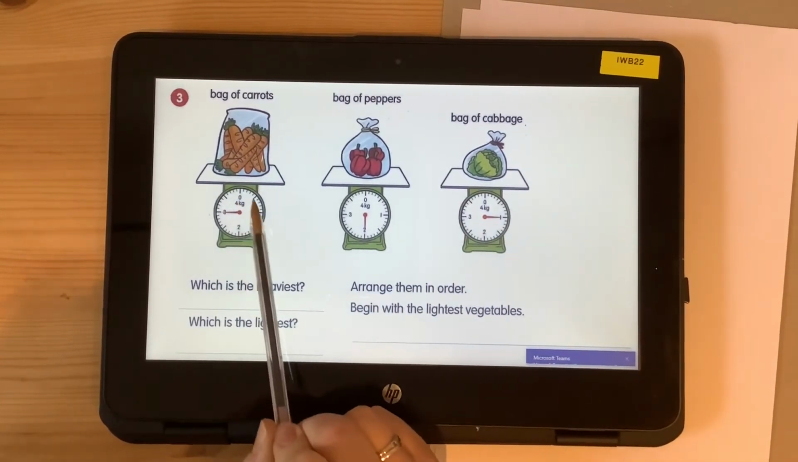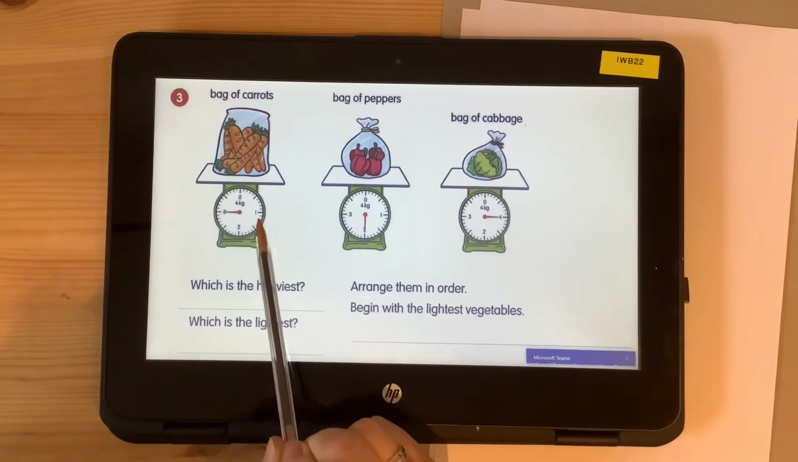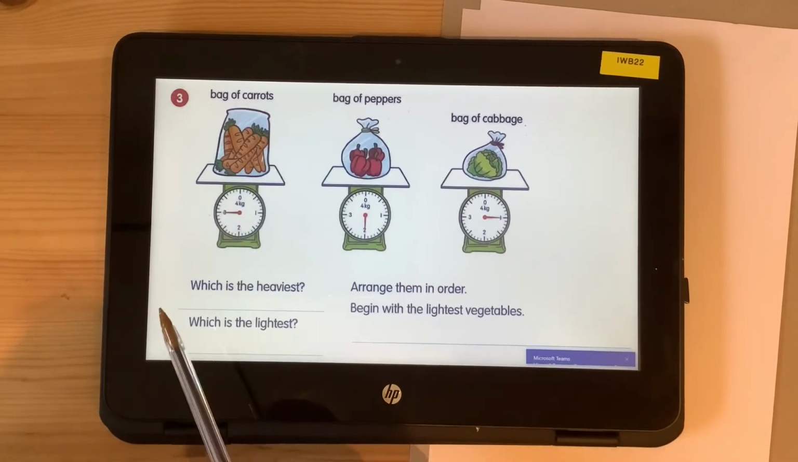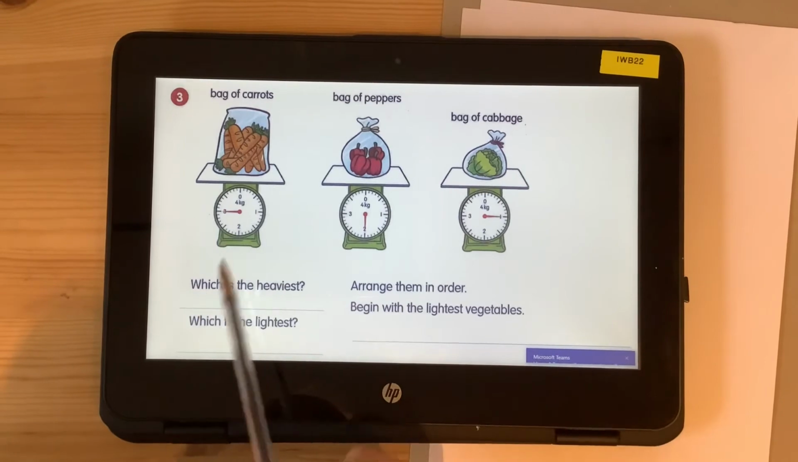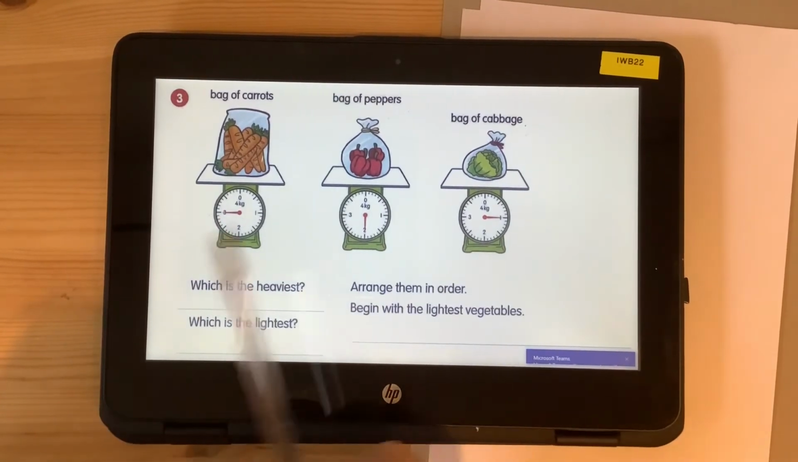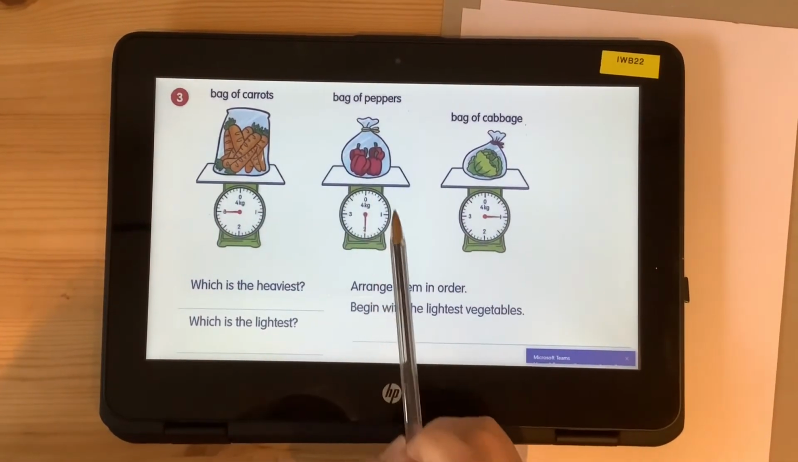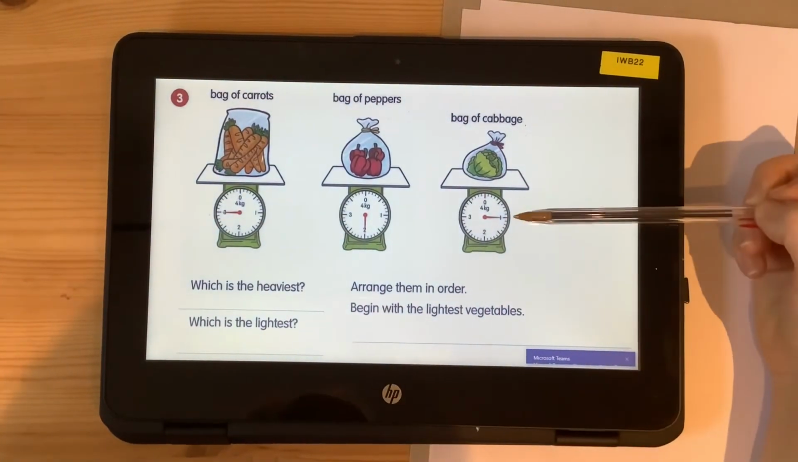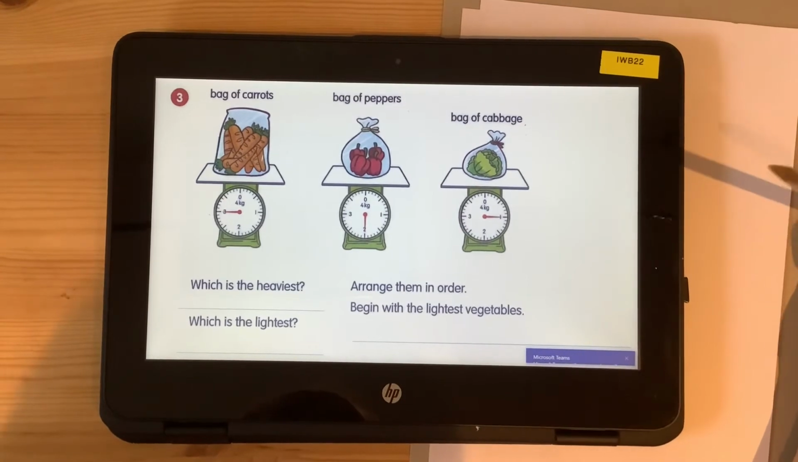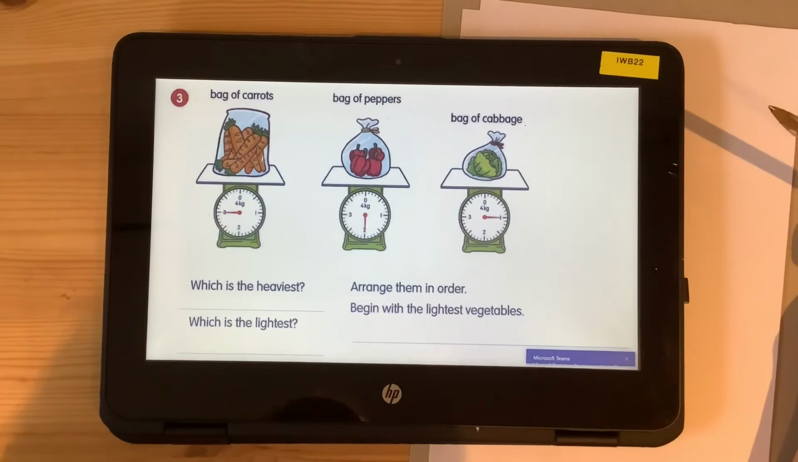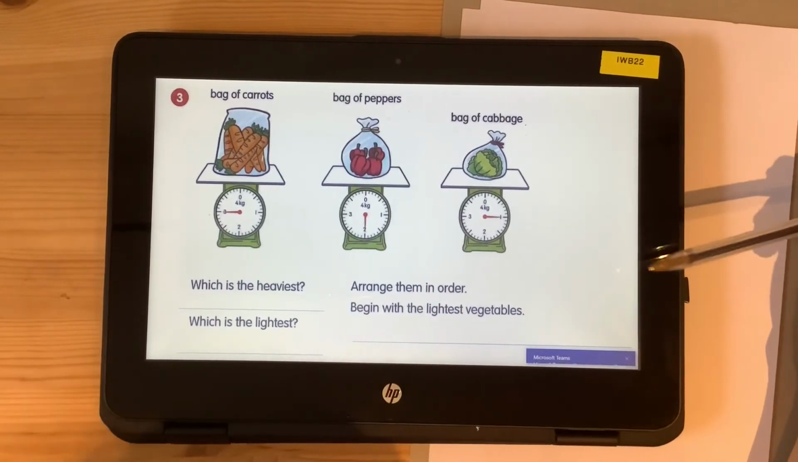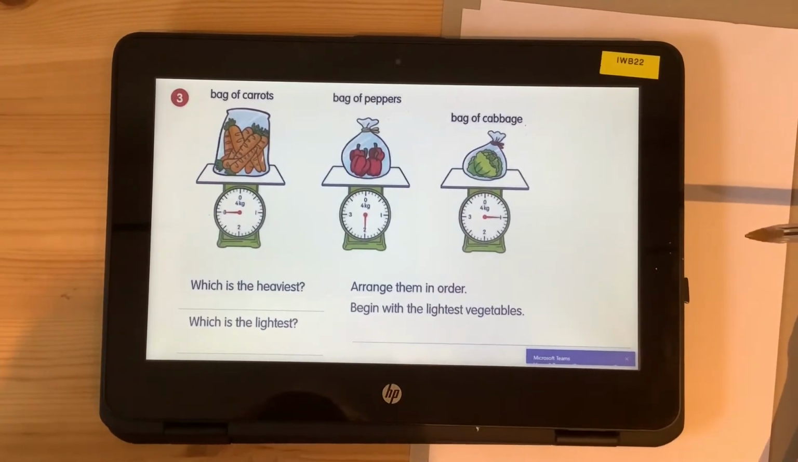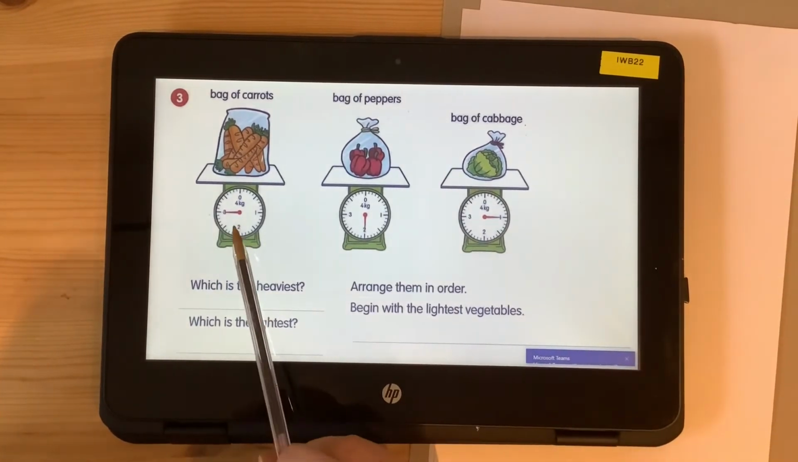Our scale goes from 0 round to 4 with 1 kilogram, 2 kilograms, 3 kilograms and 4 kilograms. So the mass of my bag of carrots is 3 kilograms. The mass of my bag of peppers is 2 kilograms, and the mass of my bag of cabbage is 1 kilogram. So which one is the heaviest? Well, hopefully by looking at the scale when you did your work, or if you've paused the video and done it now, you know that the heaviest item, the item with the greatest mass, is the carrots.